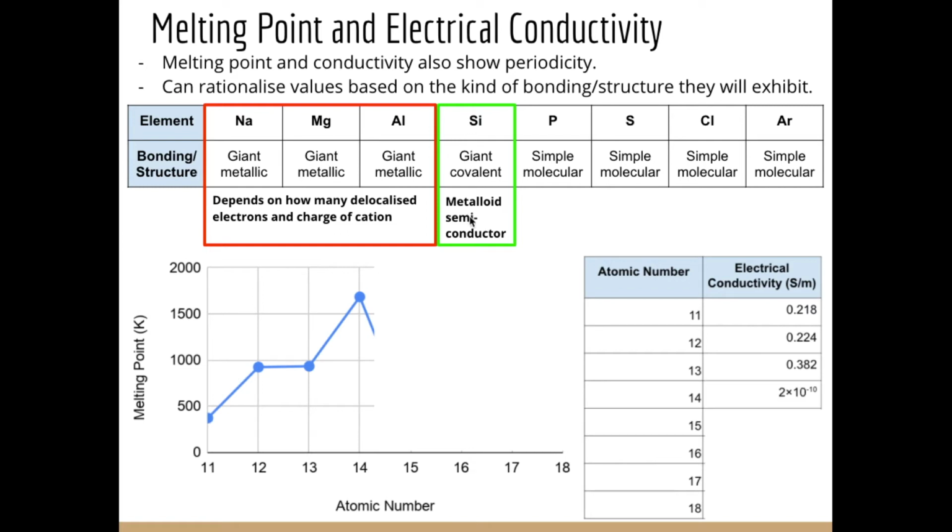Now, silicon is a metalloid, which means it has certain properties of the metals and the non-metals. It's that staircase that bridges the two parts of the periodic table. And it is in fact a semiconductor, so it can conduct.